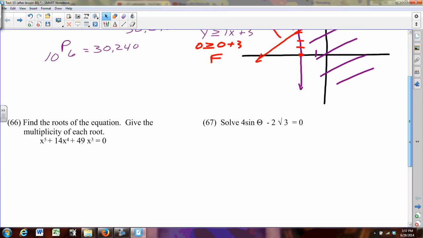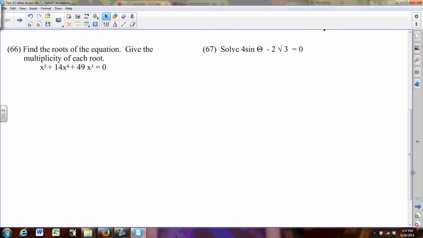Going to the next problem, finding the roots of the equation. To find the roots of an equation, first thing we have to do is try to factor it. Since we have x to the 5th, 4th, and 3rd, I know I can take out an x to the 3rd. So I'm left with x squared. That's what I like because automatically x squared is a quadratic.